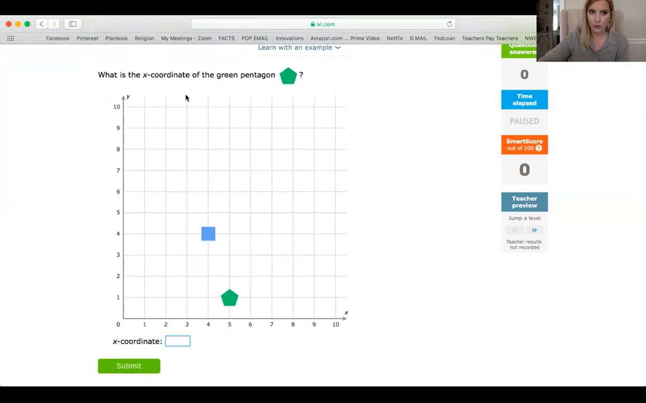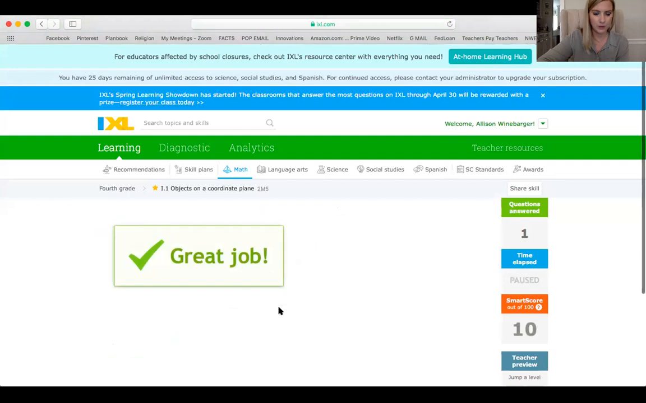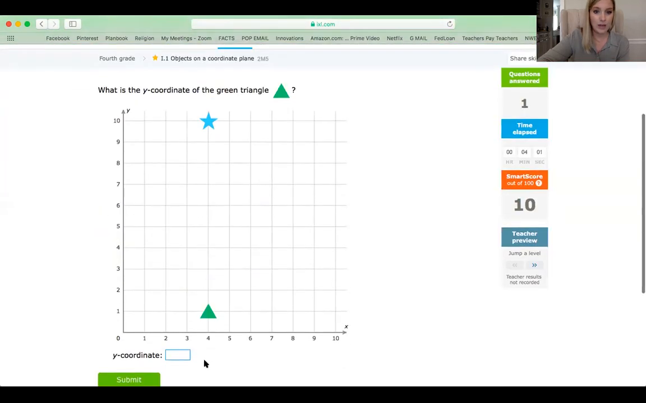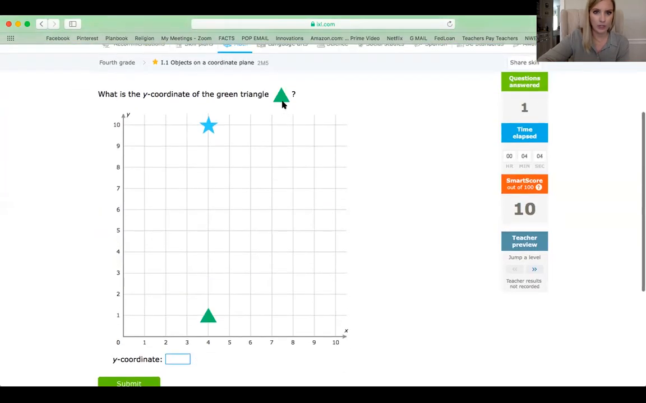Number 1, answer with me. What is the x-coordinate of the green pentagon? They only want x, so I'm only going horizontally. So the pentagon is at 5, so I type in 5, submit. Great job. Now they want the y-coordinate of the green triangle. So this time I'm only looking at it vertically, so I look to my left, and the y-coordinate is at 1.